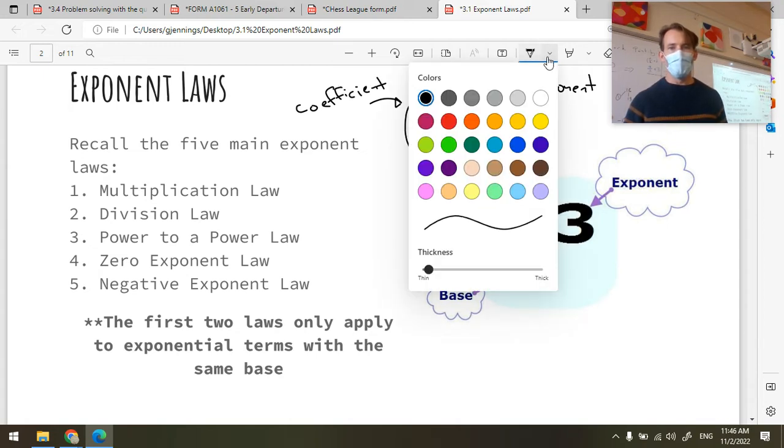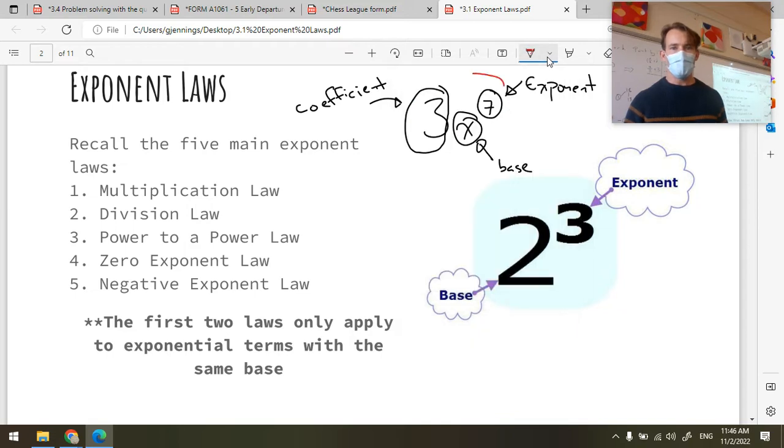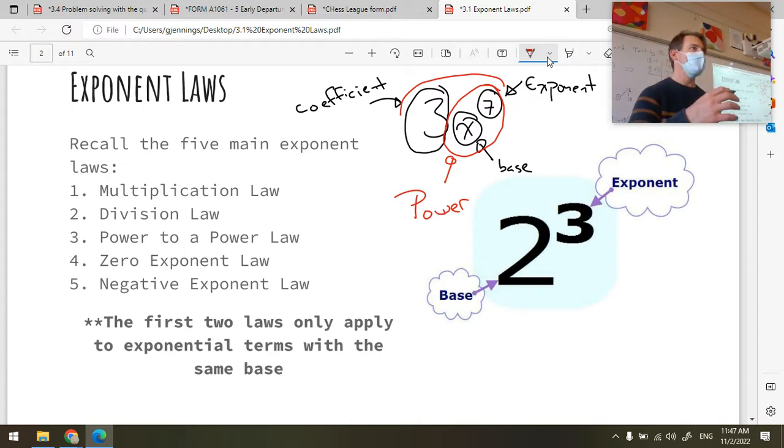And then the whole thing taken together, this is called a power. A power is like the exponent and the base together. If I say raise a power to a power, that means I take that whole unit of stuff and raise it to another exponent, to another power. Okay, so that's just some definitions so that you know when I'm using those words, that's what we're talking about.